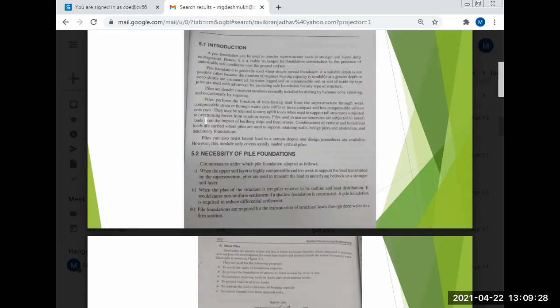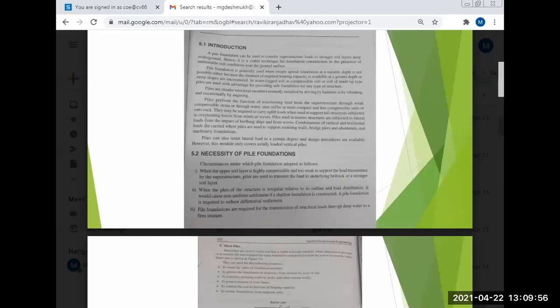Second one is which type of material you are using in the pile. What type of material is going to be used? Based on that, we classify the pile. And third is how you are going to install the pile. What is the method you are adopting here? Based on that, the piles are classified.